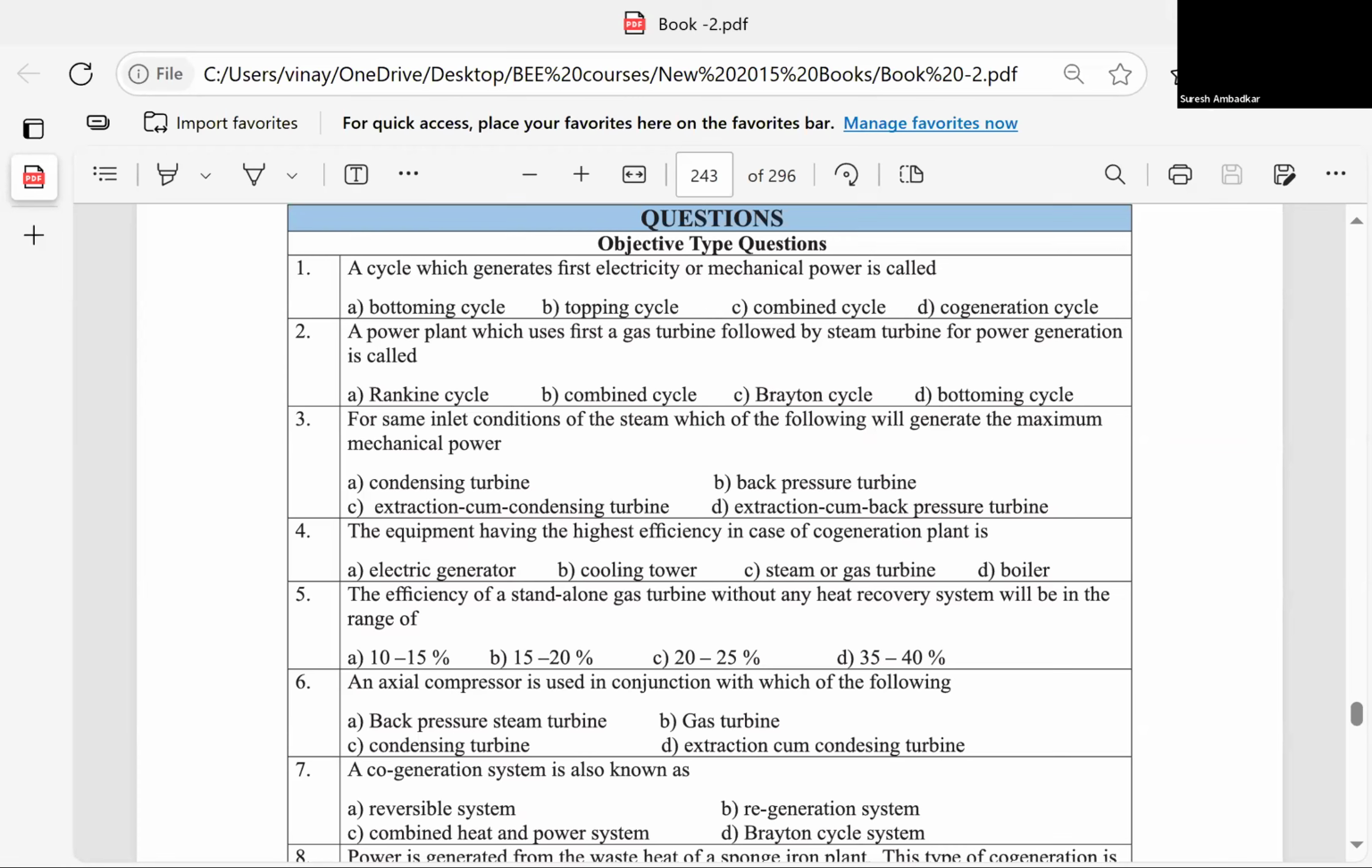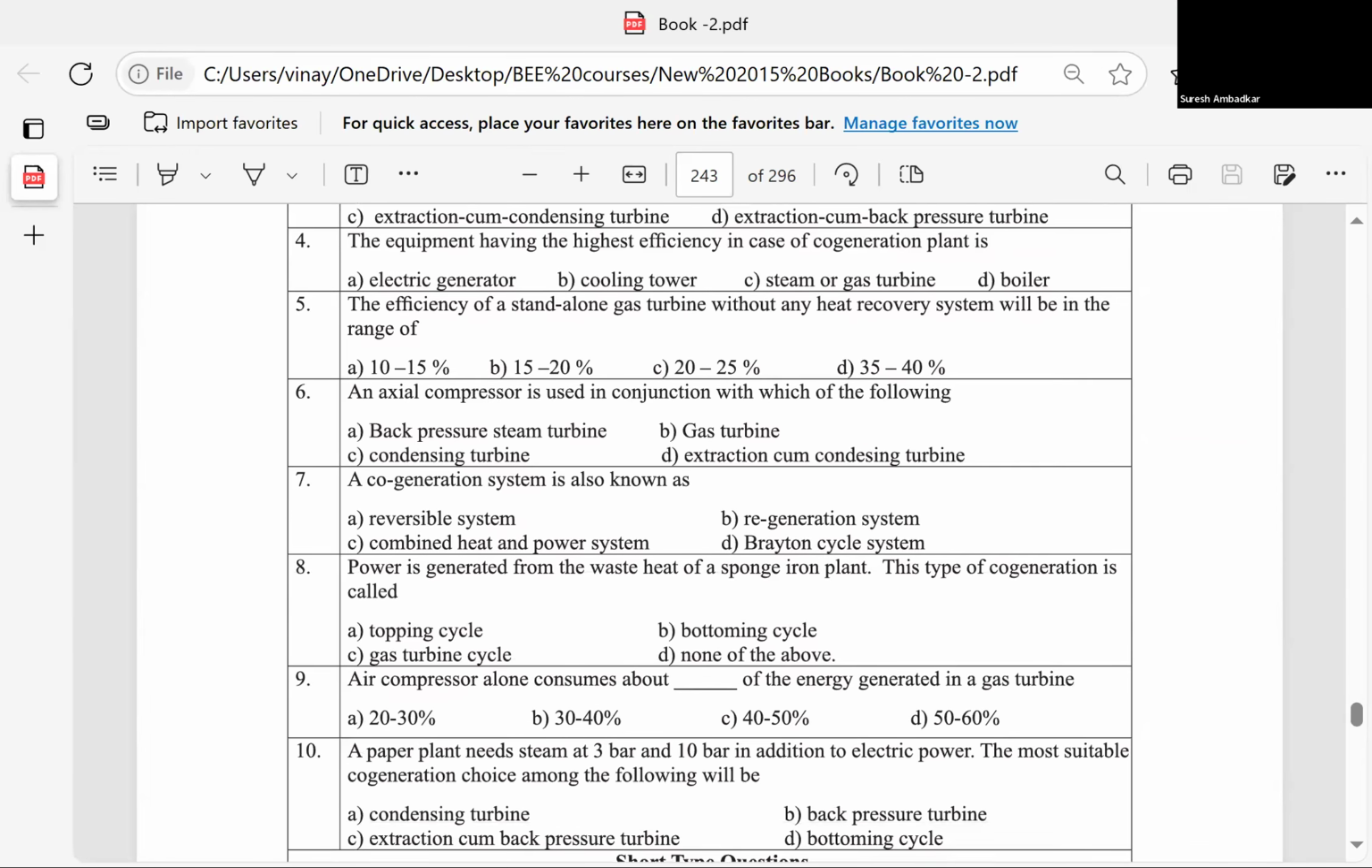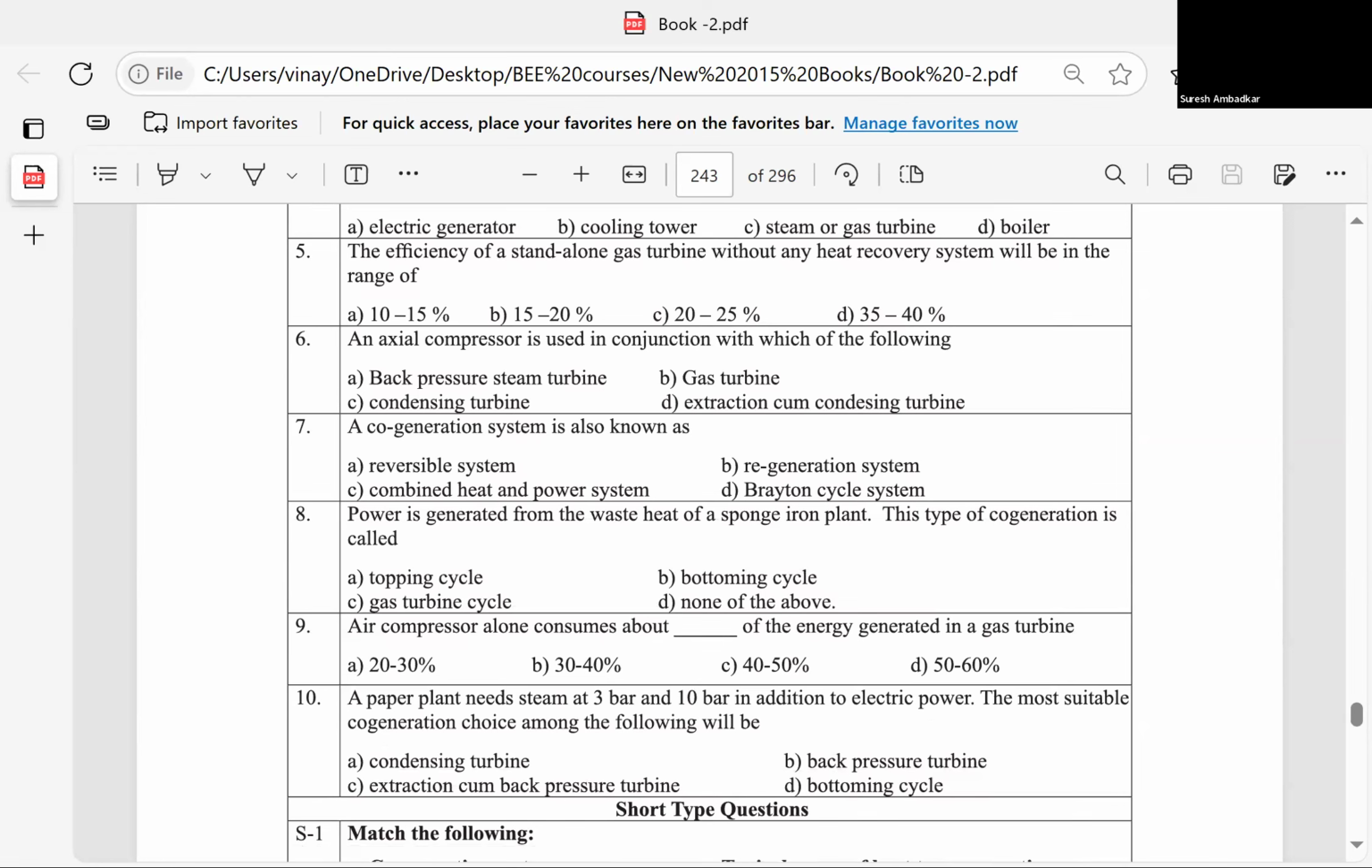An axial compressor is used in conjunction with which of the following? Axial compressor. On which turbine shaft have we seen the compressor? I told you that this is the gas turbine blade, this is the compressor blade, they are on the same shaft, there is a combustion chamber in between. Gas turbine, correct? So let us not forget so easily. That is why you should read repeatedly, because just 5 minutes back I told you and now you are confused.